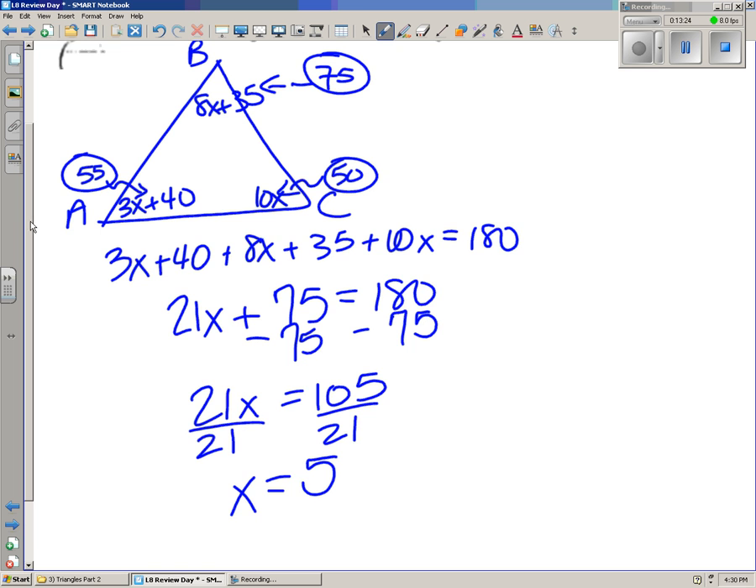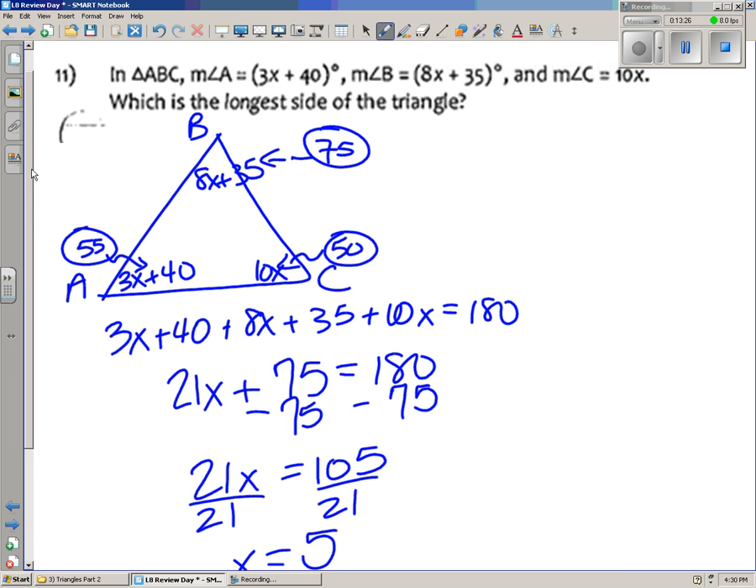And the question is asking us, which is the longest side of the triangle? The longest side of the triangle is across from the largest angle. The largest angle is 75. So going across, AC is the longest side.